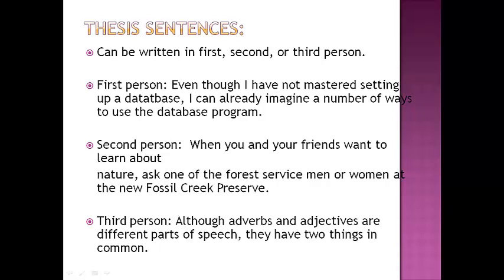Thesis sentences can be written in first, second, or third person. Here's an example for first person. "Even though I have not mastered setting up a database, I can already imagine a number of ways to use the database program." Here's an example for second person. "When you and your friends want to learn about nature, ask one of the Forest Service men or women at the new Fossil Creek Preserve." And a third person example. "Although adverbs and adjectives are different parts of speech, they have two things in common." However, for your descriptive essays, remember you want to try to keep them in first person.